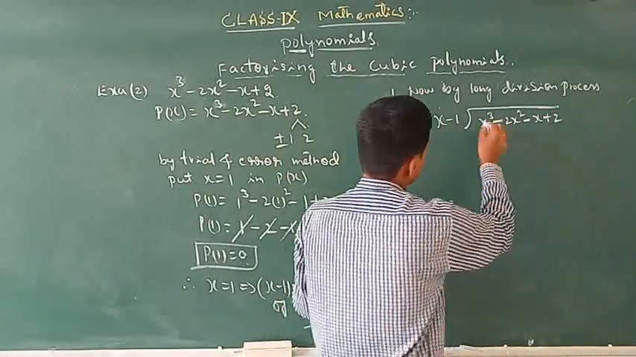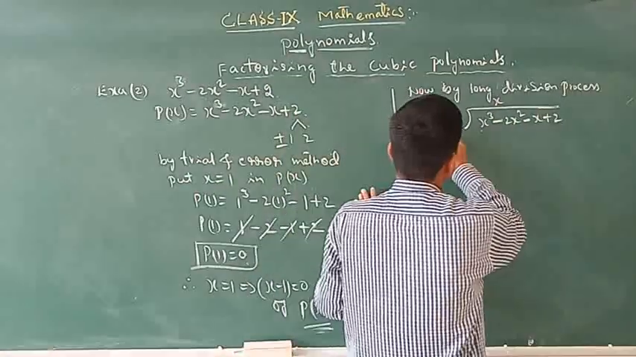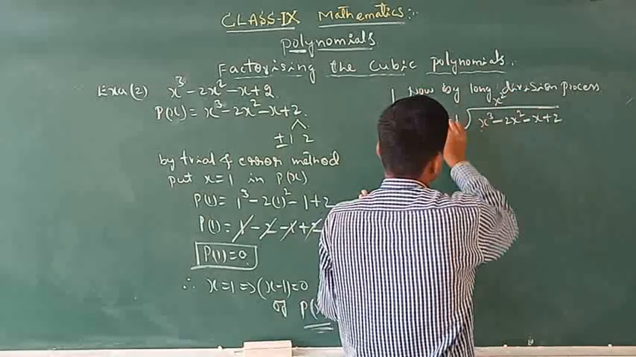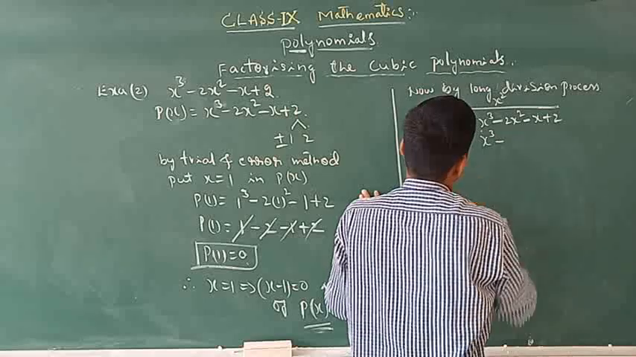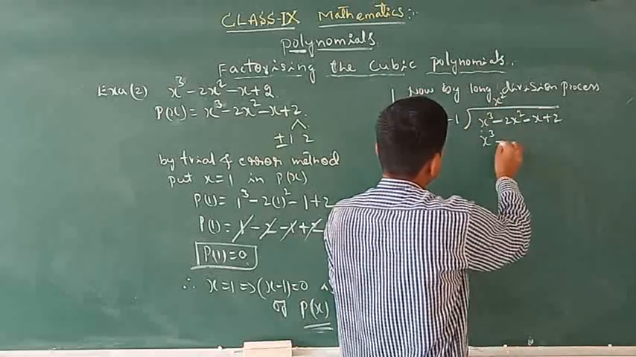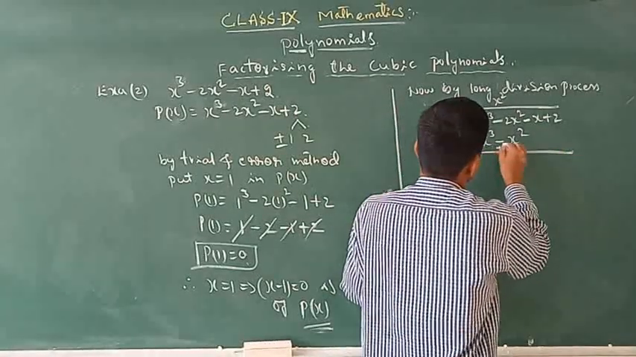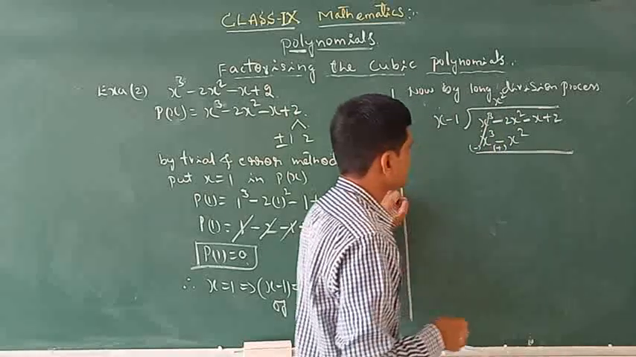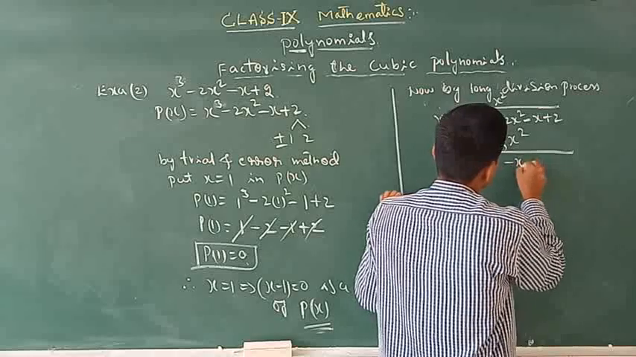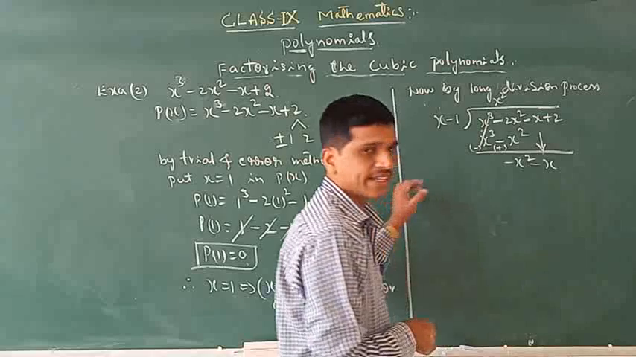In order to eliminate the first term, I already explained the steps and process. x into x is not enough, so take x square. x square into x is x cube. 1 into x square is x square. On subtraction, minus x cube plus x cube cancel. Minus 2x square plus x square becomes minus x square. And the next term comes down, that is minus x.